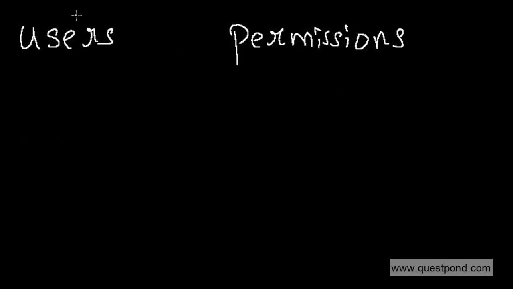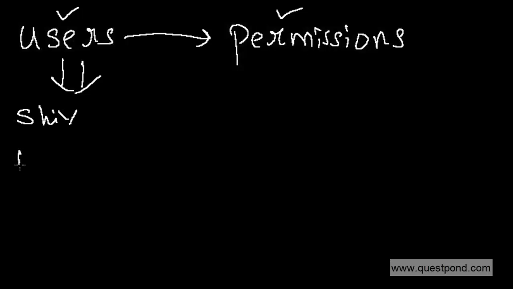In any software, permission management is a three-step process. The first step is you create users, the second step is you create permissions, and then you link the users with the permissions. So you will create different users like Shiv, Raju, Sham, and then the next step is you will create permissions.